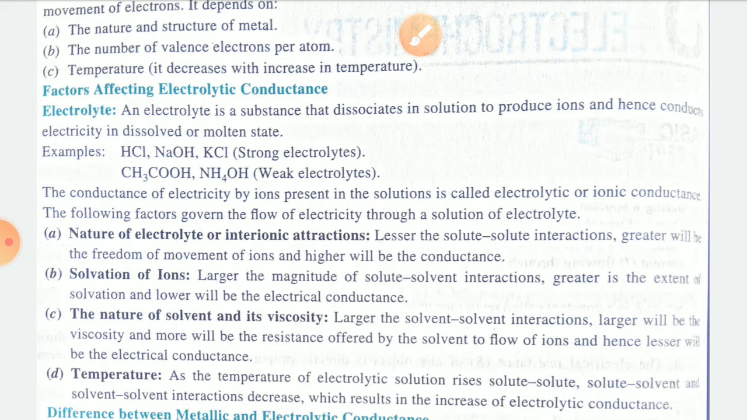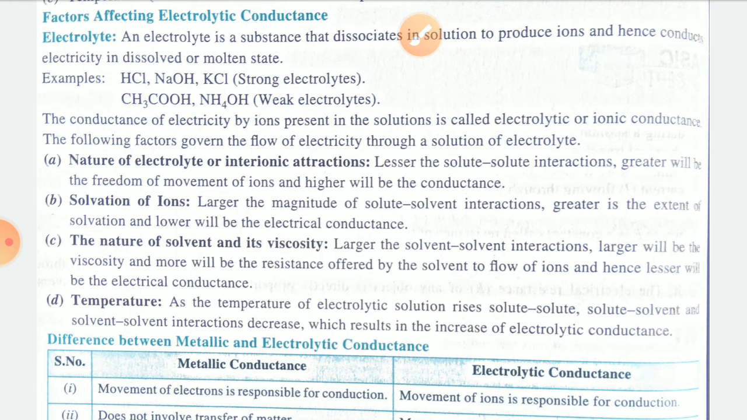The following factors govern the flow of electricity through the electrolytic solution. First one, nature of electrolyte or interionic attraction. The lesser the solute-solute interaction, the greater will be the freedom of movement of ions and higher will be the conductance. Second one, solvation of ions. The larger the magnitude of solute-solvent interaction, the greater is the extent of solvation and lower will be the electrical conductance.